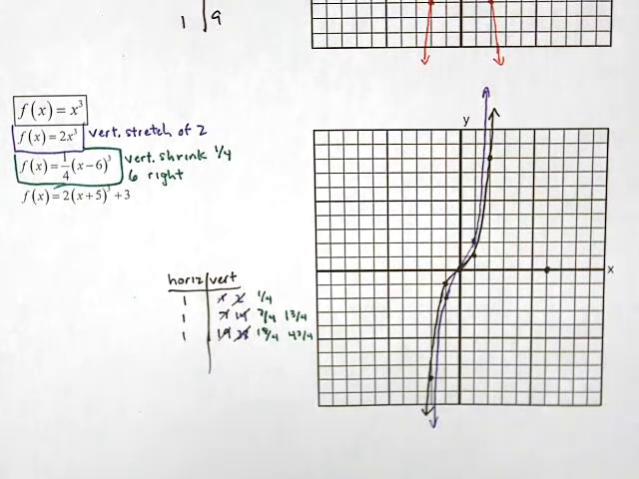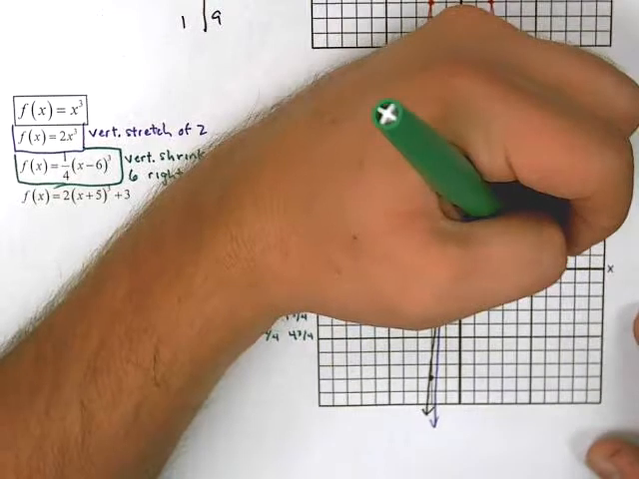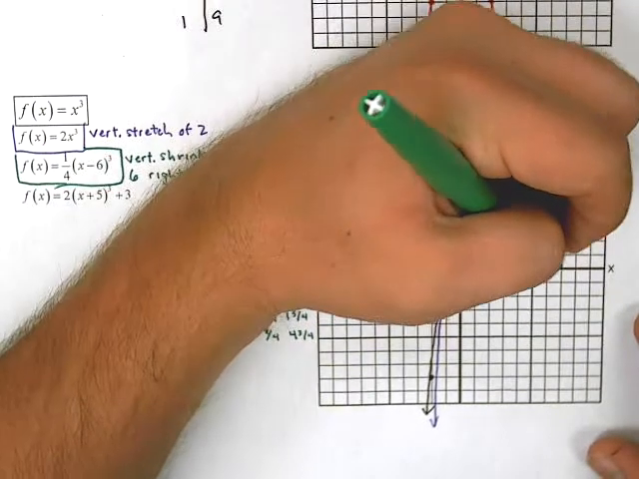So, again, do the very best you can. I know it might be hard to draw fourths, but again, do the best you can. Over 1 up a fourth. Over 1 up a fourth.